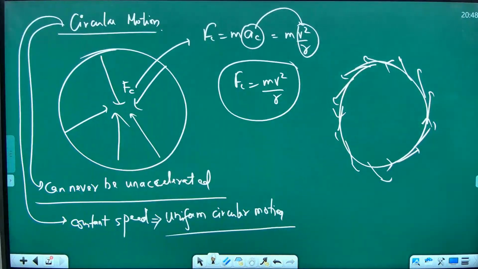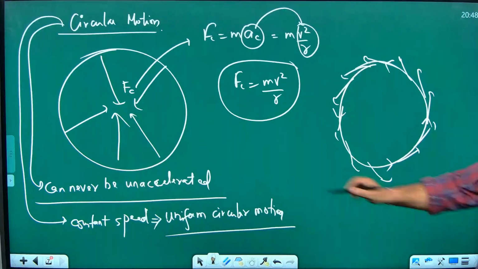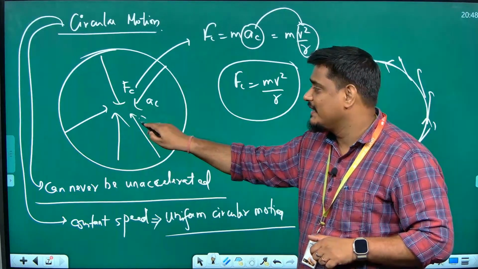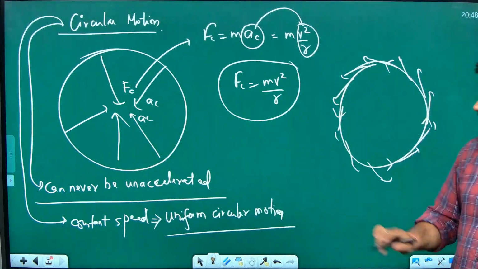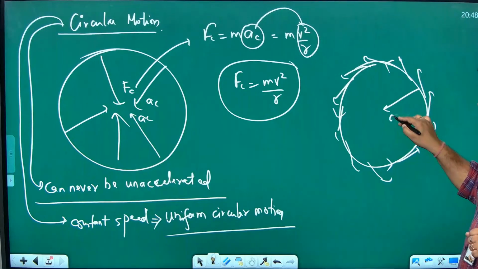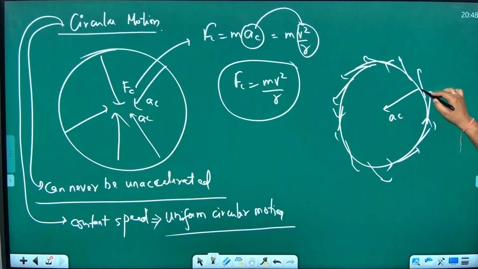Okay. Where is acceleration acting? Just now I told you, towards the center. So centripetal acceleration always acts towards the center of the circle, and velocity, where does it act?